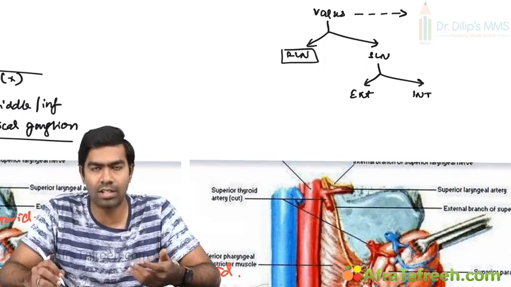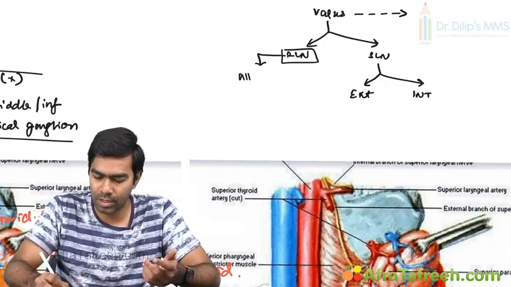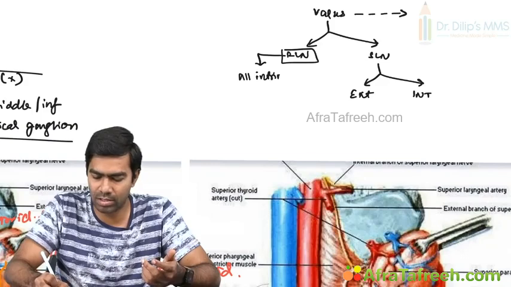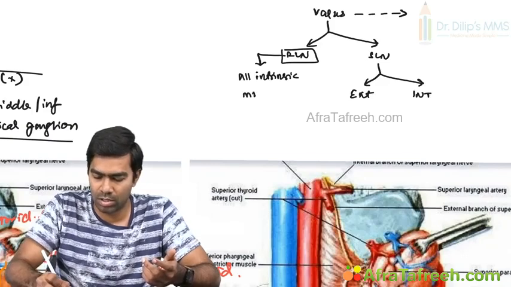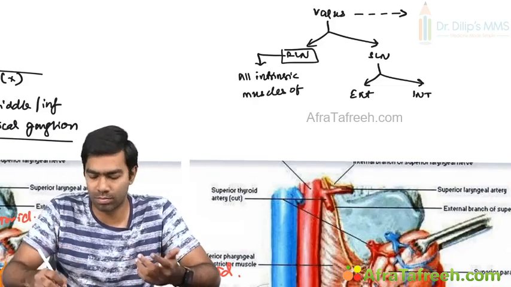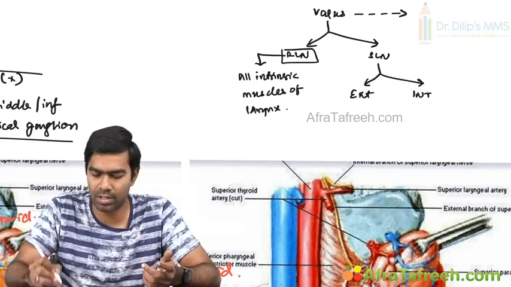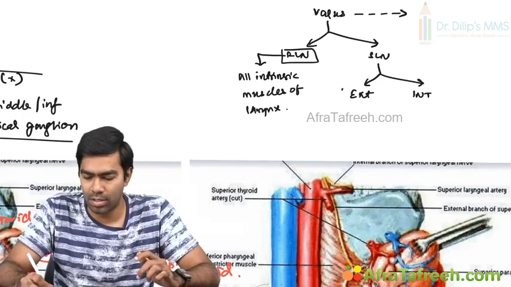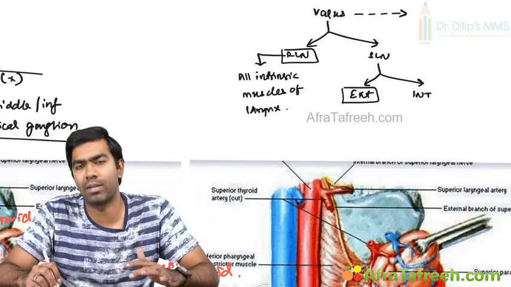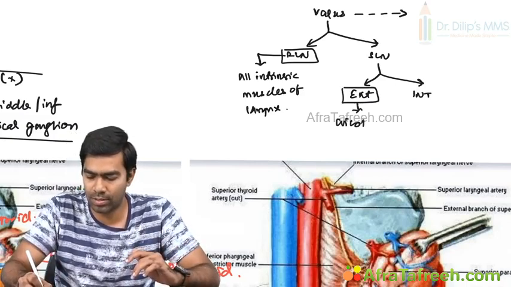And the recurrent laryngeal nerve is going to supply all the intrinsic muscles of the larynx. So many of the intrinsic muscles of the larynx will be having that arytenoid component. So almost all of the intrinsic muscles of the larynx are supplied by the recurrent laryngeal nerve. But one important muscle is supplied by the external branch of the superior laryngeal nerve, that is the cricothyroid.